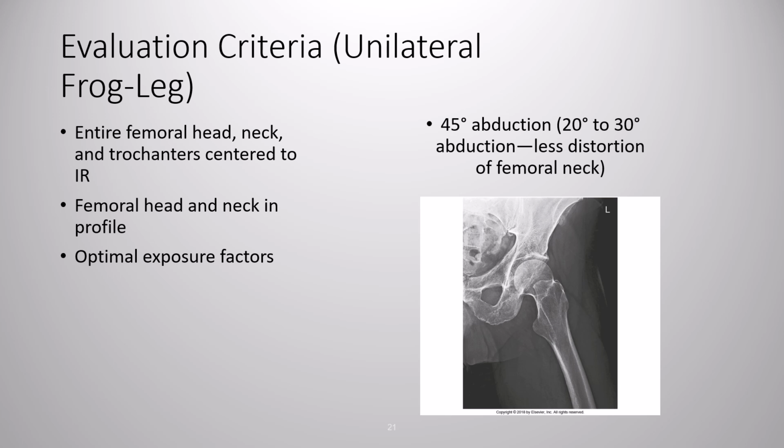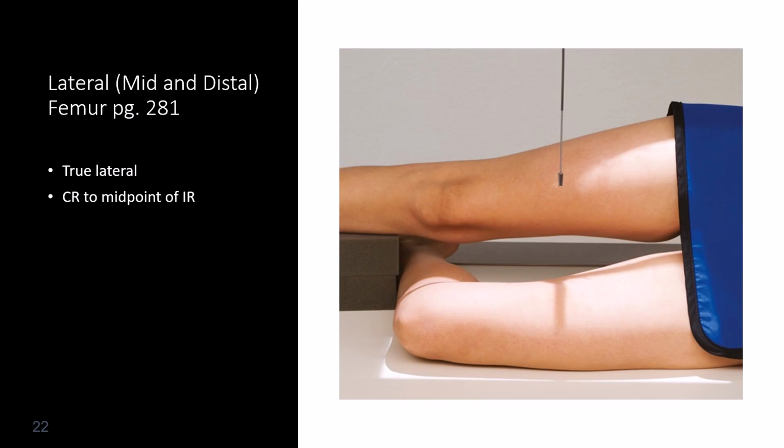And again, 294, this can be called a lateral proximal femur. It's also a unilateral lateral hip, or it is also called a modified Cleaves method. The next image we would do is a lateral of the mid and distal femur, and that is all the way back on page 281.